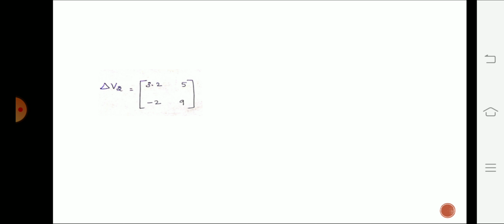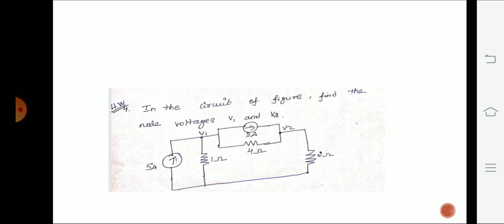Next we find the del V2. In del V2 we replace the second column in terms of 5 9. The answer for del V2 is 38.8. We find the V2. The V2 answer is 8.6 volt.